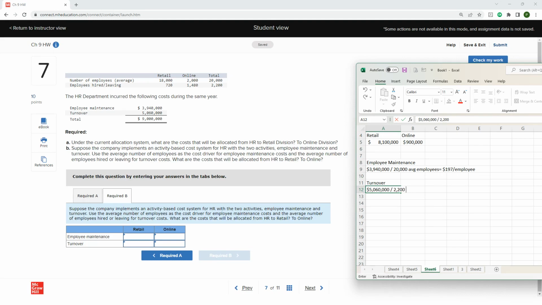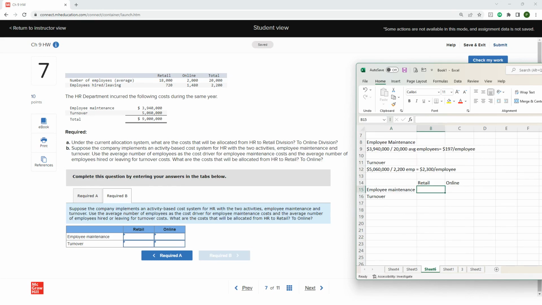So to allocate these costs, for employee maintenance for retail, we're going to do the $197 rate that we calculated times the number of employees in retail. The question tells us that was 18,000, for a cost of 3,546,000 allocated to retail. And for online, we had an average of 2,000 employees, which gives us 394,000. We calculate the total, and we're allocating a total of 3,940,000, which is what we're supposed to do.